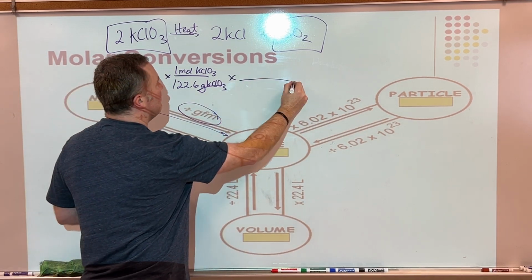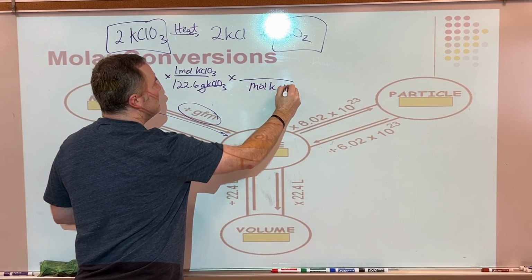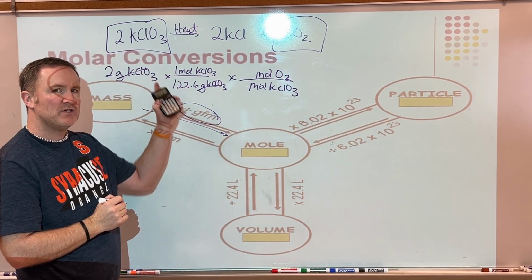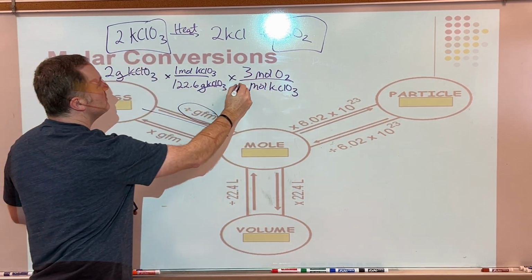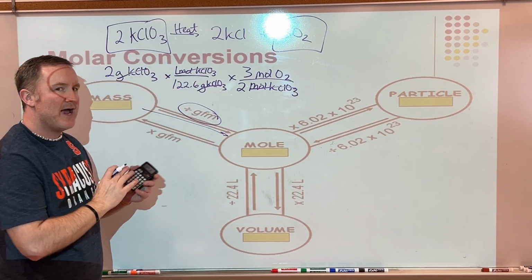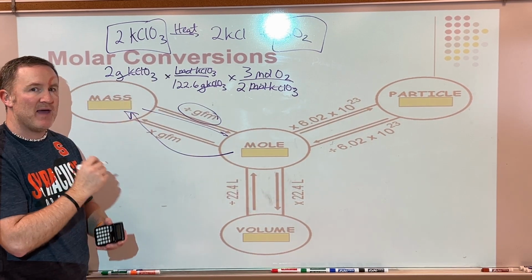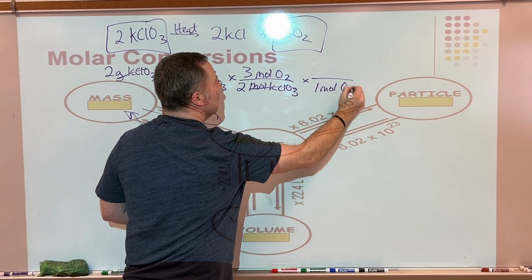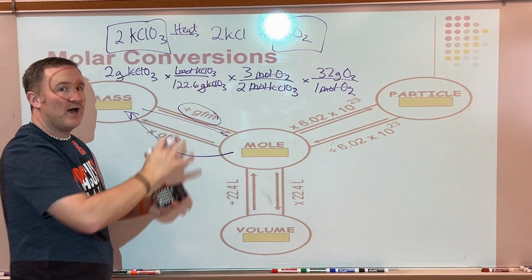So I can set up a conversion factor. The one I want to get rid of has to go on the bottom. So moles of KClO3 go on the bottom, moles of O2 go on the top, but I have to use the proportions that are set in the balanced equation. There are 3 moles of O2 for every 2 moles of KClO3. So my moles of KClO3 cancel. Now I can convert again, and I'm going to come back and figure out my mass of oxygen. I know that 1 mole of O2 is 32 grams of O2. So moles cancel.